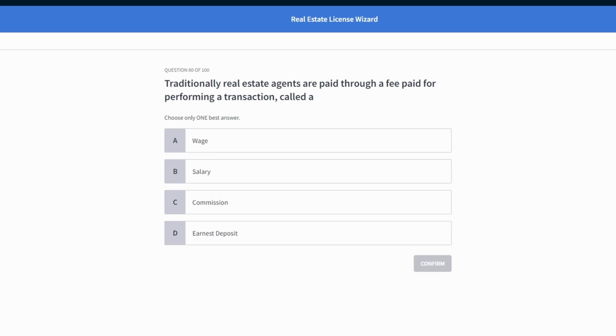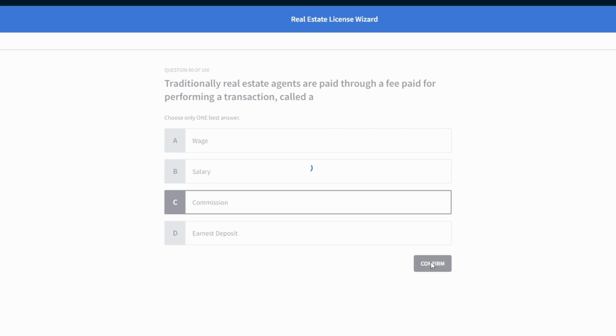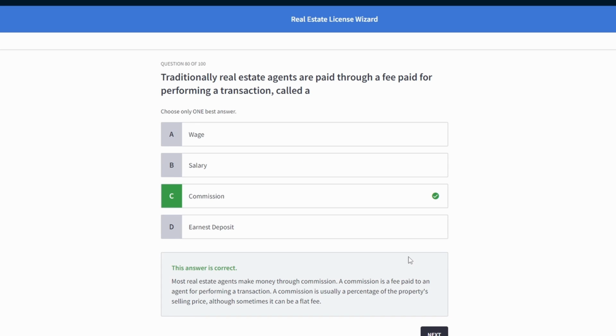All right, what's going on with question 80? So traditionally, real estate agents are paid through a fee for performing a transaction called, and that's going to be C, commission. Don't overthink this one. Pretty straightforward. I see so many people mess this one up. They think it's earnest deposit. But again, guys, that's different.